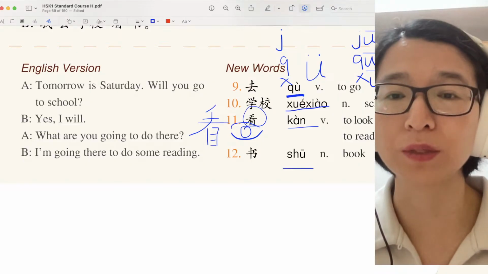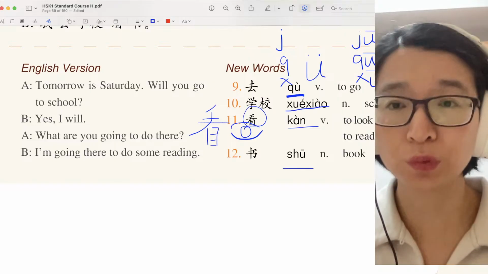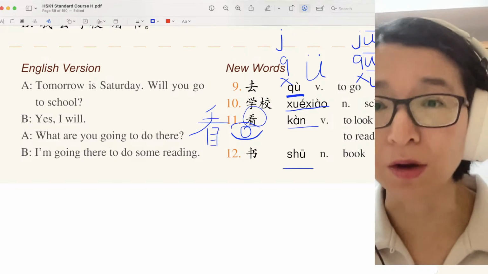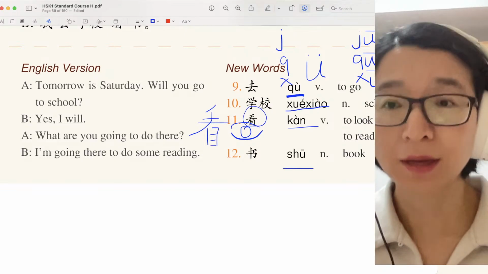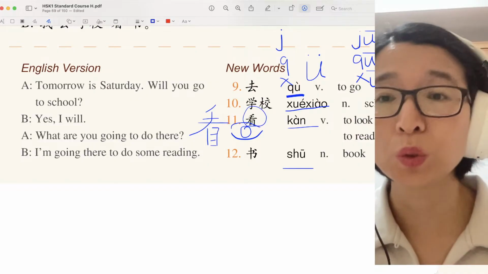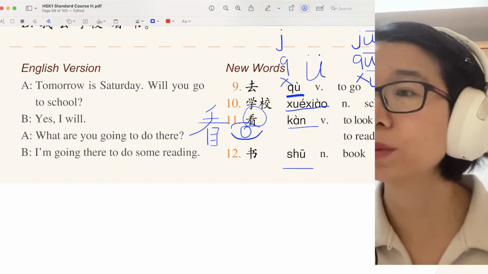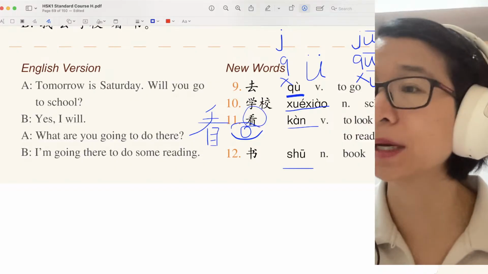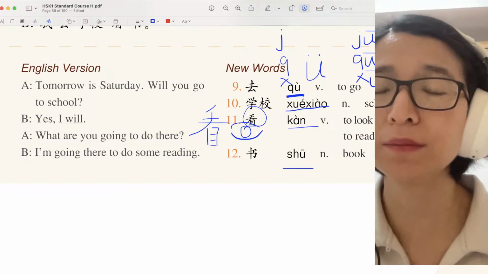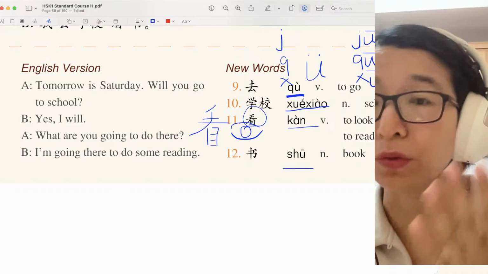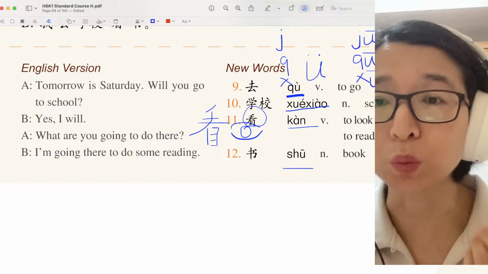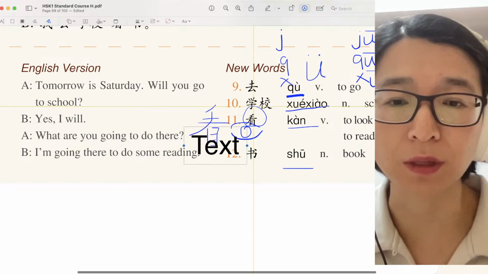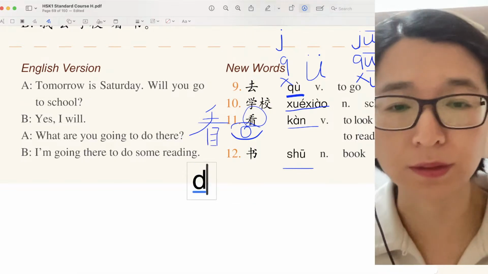Let's read these new words together one more time. First word, 去. 学校. 看书. Oh, I got a question from Philip. Is 看 and 读 the same meaning? 看 is more about using your eyes, and 读 is different. Let's say the character first, and then we can look at the difference.